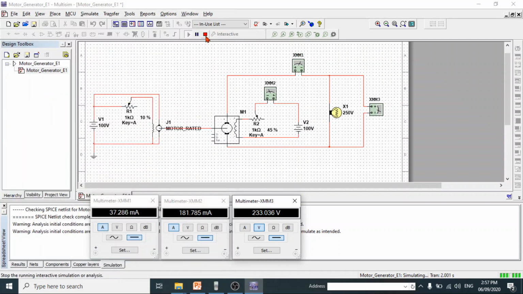So we need to stop the simulation first. For 0 watts, we need to disconnect the load first. So this should be the setup. As you can see, the load is not connected to the generator. You may leave it hanging and then run the simulation. Okay, so we need to maintain a voltage of 200 volts at the generator terminals.